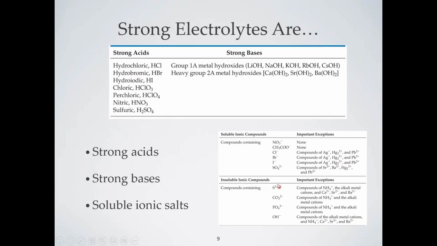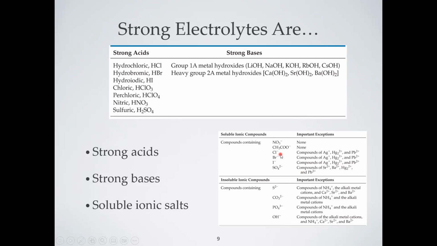So if we've got something that contains a sulfide or a carbonate, phosphate, hydroxide, typically compounds with these ions in them won't dissolve, but there are a few exceptions. So like we already saw with the hydroxides, we do have a few strong bases here. And then just the opposite at the top here, these are all going to be substances that typically dissolve. Nitrate and acetate are always going to. And then with chloride, bromide, iodine, and sulfate, there are just a handful of exceptions.